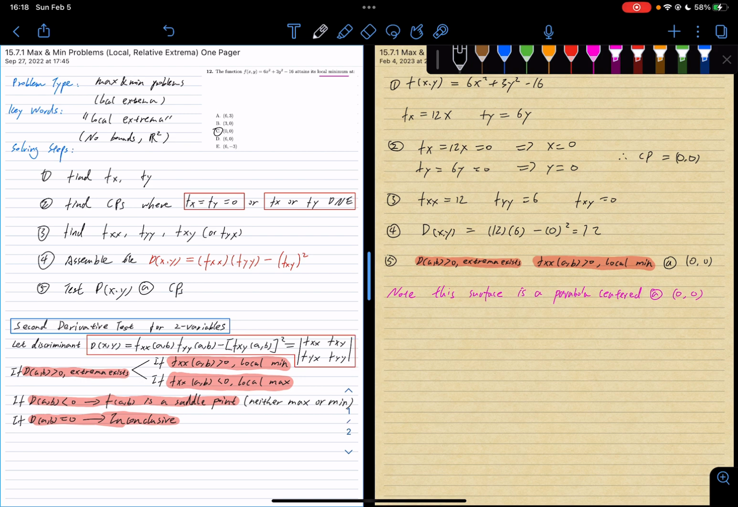It's kind of the same idea as you have learned in Calc 1. You're using the second derivative test: critical points, and then using the second derivative test to find the values at the critical points. Just a bit fancier.